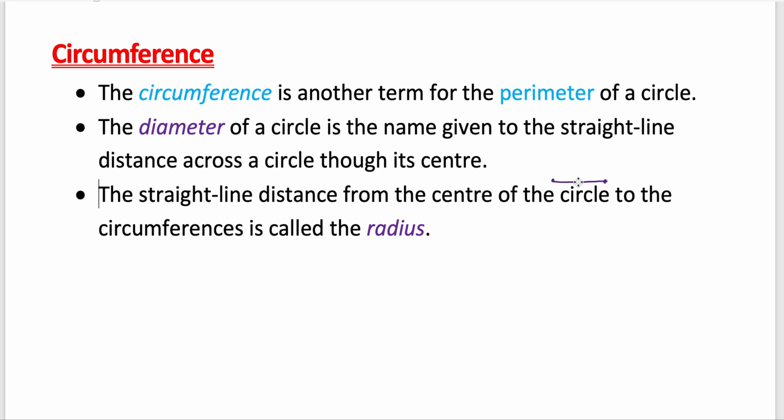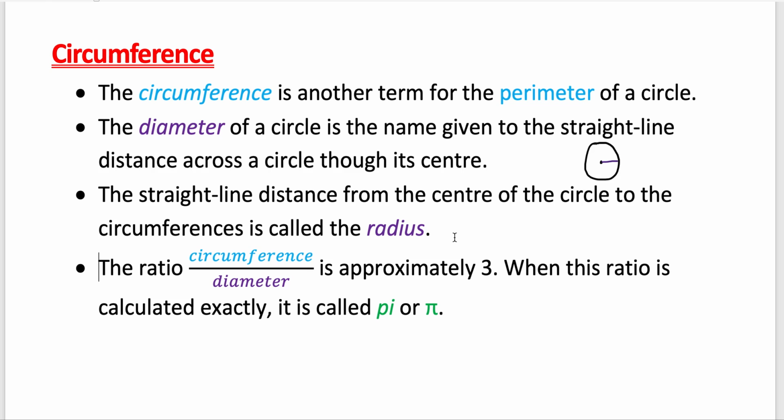Then, the straight line distance from the center of the circle to the circumference is called the radius. So again, if I have my circle here, I'm going to do it smaller this time, and I have my center. Before we had the diameter, now the radius is going to be half the diameter. So from the center to the circumference, that's what is going to be the radius.